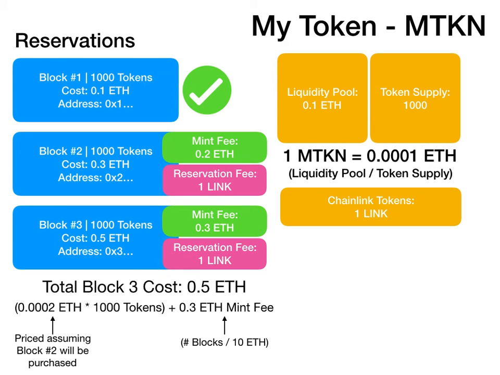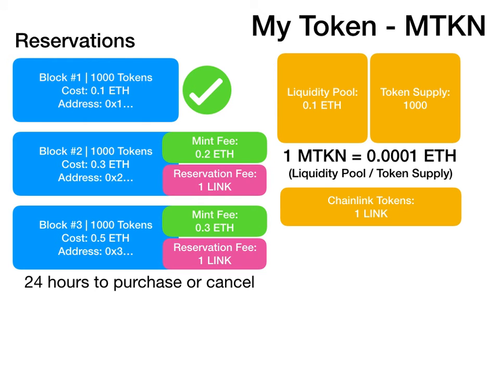All right, then another block comes in, and the same formula is applied here. Now what we will assume is that block 2 is going to be purchased. If something happens and they cancel or it's expired, we'll deal with that down the line. But for the pricing right now, we'll assume that that will be purchased. So the block 3 price comes out to 0.5. And they've got 24 hours to purchase or cancel.